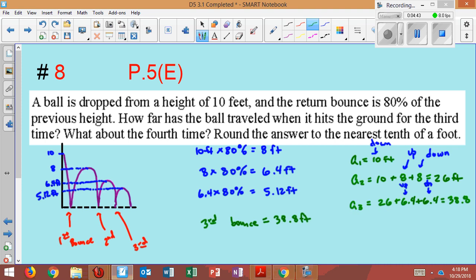And now the fourth bounce would equal 38.8 plus, it goes up 5.12 and down 5.12. So this is 10.24. If we add 10.24 to that, we get 49.04. So the fourth bounce, when we round to the nearest tenth, like it says, will be 49 feet. And that's our answer there.